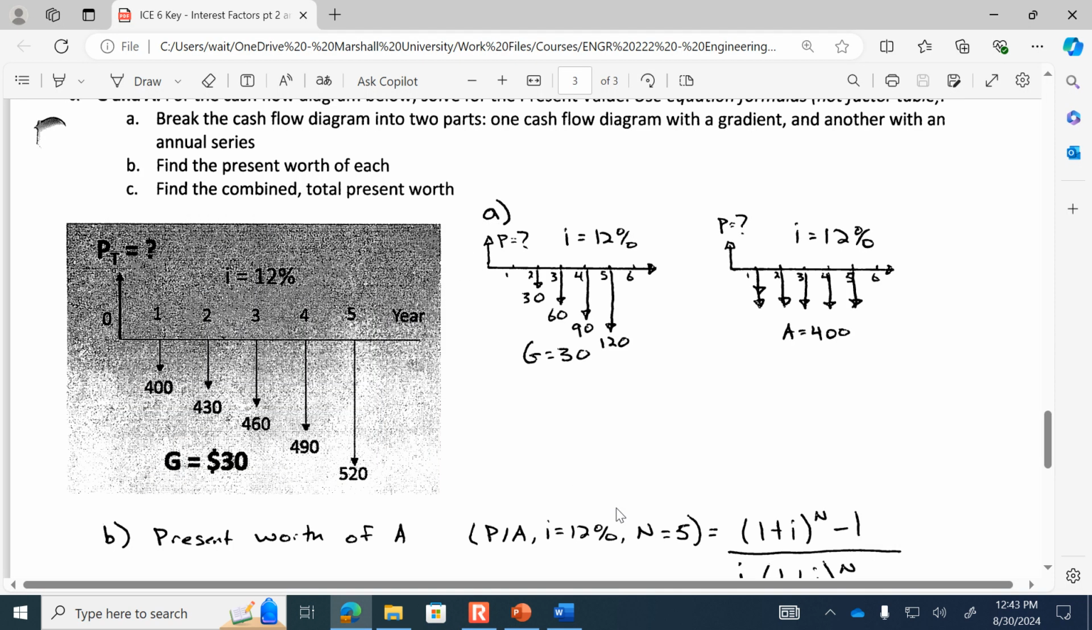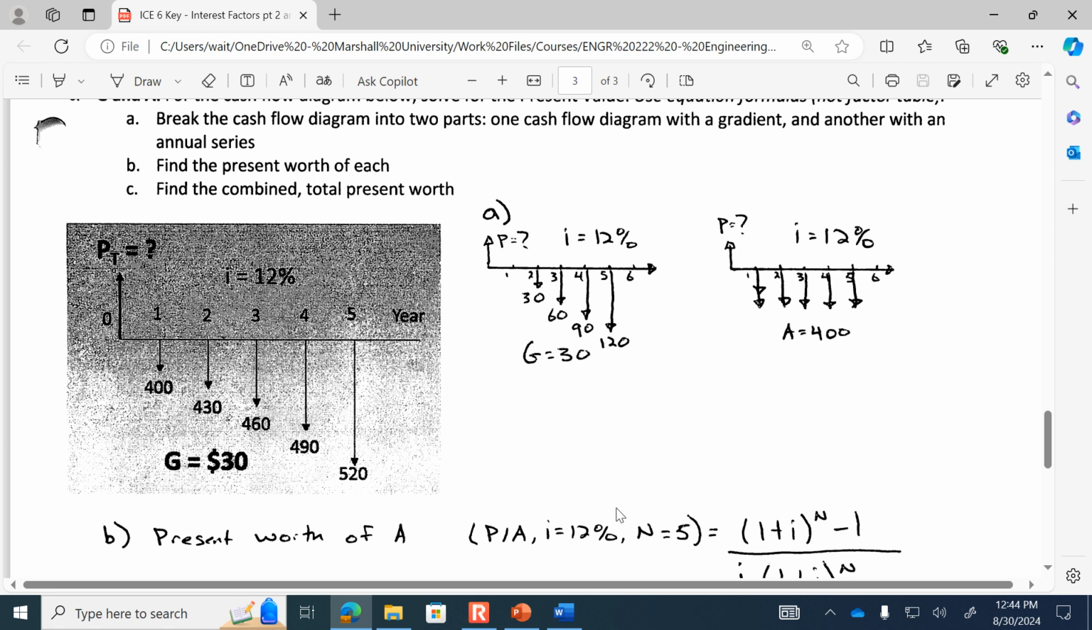The whole is just the sum of the parts. So you can split apart a cash flow diagram if you notice that it's combined with an annual series and a gradient. You can basically separate those two parts, and that's what this is showing here with my sketch. I'm saying there's an annual series in the amount of 400 with n equals 5, 12% interest rate, and then there's a gradient where the amount is 30.